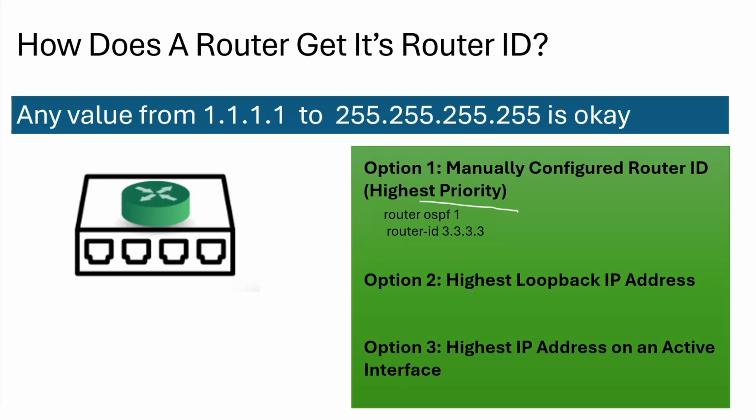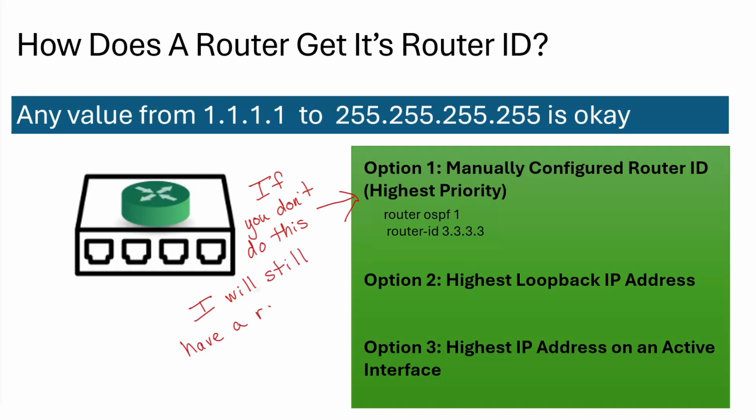In our example here, we've gone into router OSPF 1 and we use the router-id keyword, and here we've given this router a 3.3.3.3 router ID. OSPF is designed to make up its own router ID if you don't do that step. So the first way the router can figure out its own router ID is with option 2 here. The router will look for the highest loopback IP address if no router ID is manually configured.